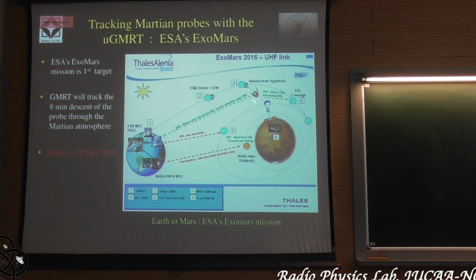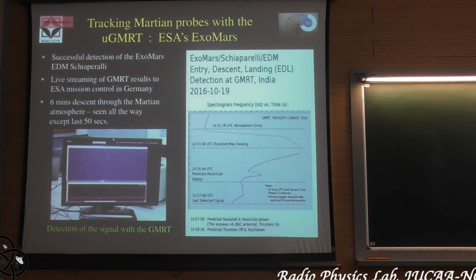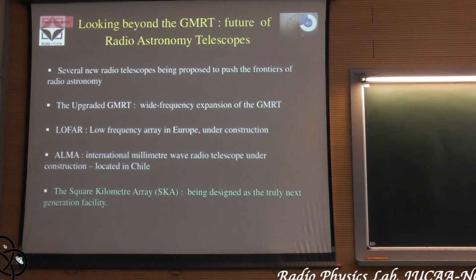So this is the one that shows the events. Reaches there, releases, and it descends through this. So this was the part that we were tracking, the 8 minutes of, we call it 8 minutes through hell. So this is what it's supposed to do at the various stages, deploying parachutes, thrusters, and touchdown, which did not happen. Right. Okay, fine. So enough of that.